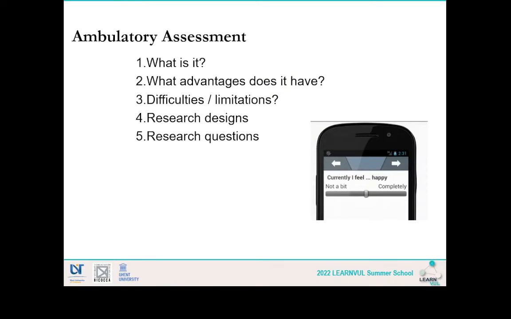So, this is the outline. What it is, how it can be defined and what the advantages are, the kinds of limitations or difficulties you can encounter when you're doing it, and the types of designs, so also what kind of information you can get depending on the design that you have, and the type of research question you can ask. And here we're playing different purpose settings.